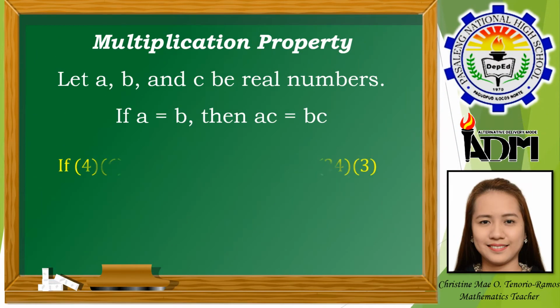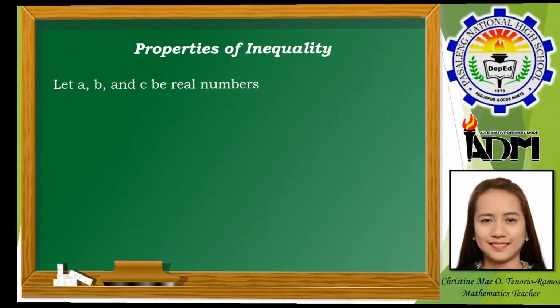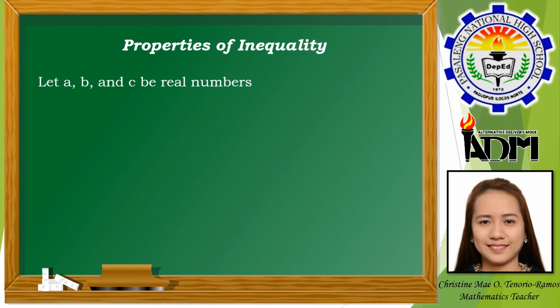Next, sa multiplication naman, nag-multiply ka ng 3, mag-multiply ka rin ng 3. And then, sa division, nag-divide ka ng 3, magdi-divide ka rin ng 3 dyan sa kabila. So, para fair, walang bias. Kung anong gagawin mo sa kanya, gawin mo rin sa iba. Gawin mo sa kanan yung ginawa mo sa kaliwa. Okay. So, let us proceed to the properties of inequality.